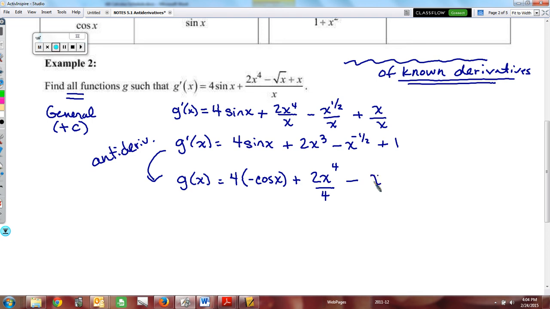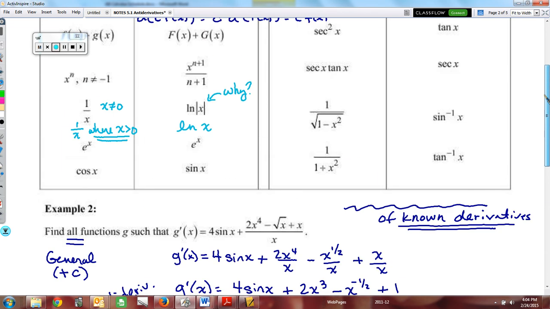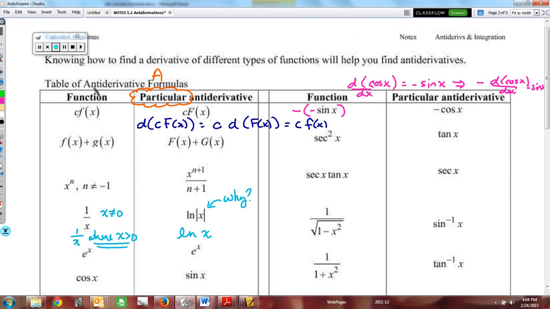Minus, add 1 to your power, divide by your power. Okay, I'll simplify in the next step. And then the antiderivative of a constant. The derivative of what is 1? The derivative of x. I don't know why I don't have that in the list up here. So let's add this in, because that's an important one to know.